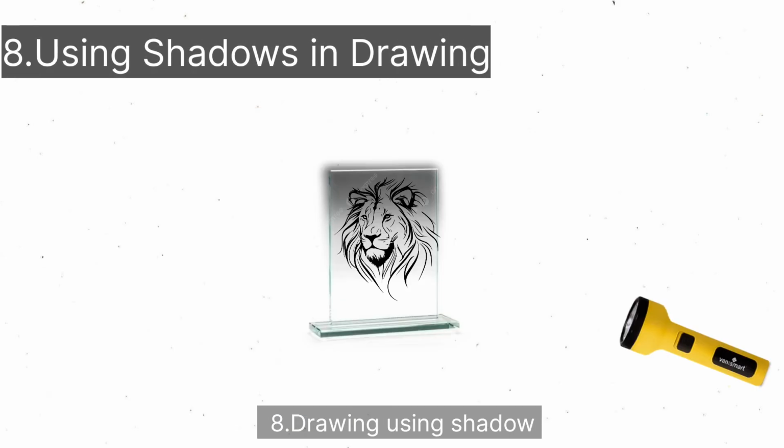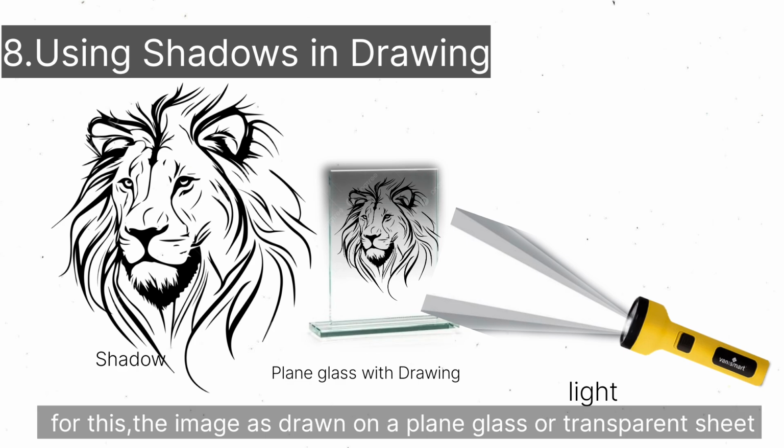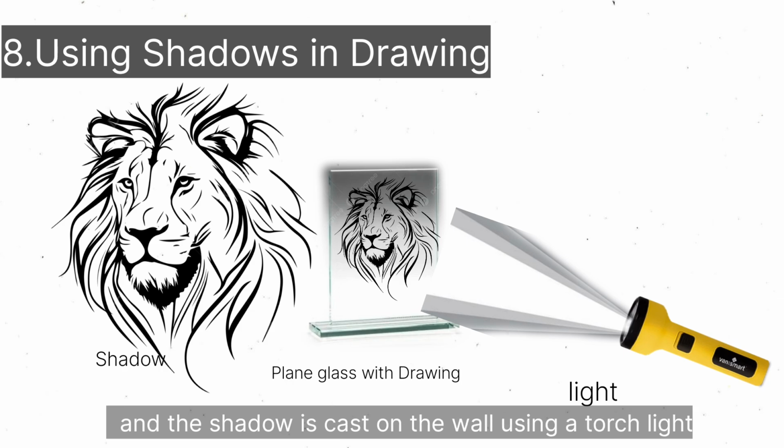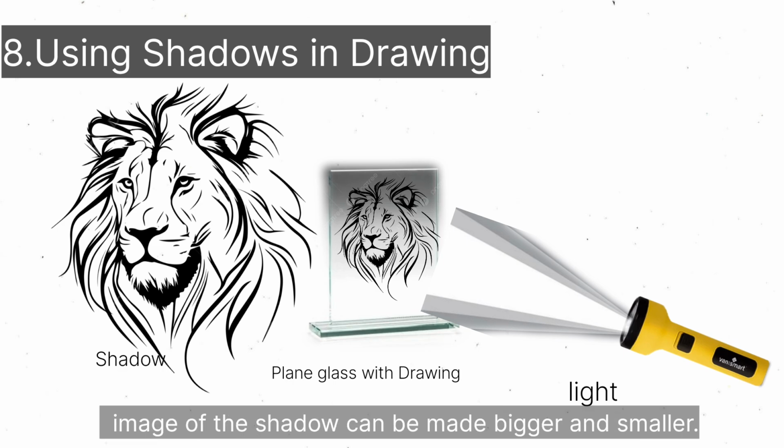Using shadow in drawing. This method is used to paint on a large scale on a wall. For this, the image is drawn on a plain glass or transparent sheet, and the shadow is cast on the wall using a torchlight, and the shadow is then painted. By adjusting the torch forward and back, the image of the shadow can be made bigger and smaller.